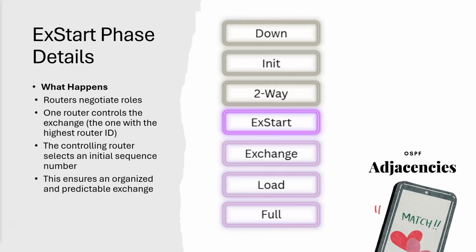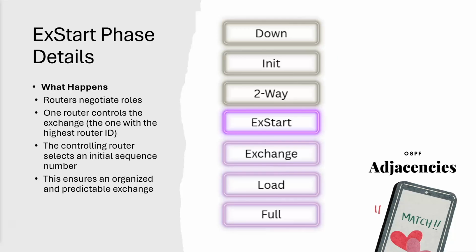After we move from down to init and two-way, which we discussed in a previous video, we move into ExStart. You can think of ExStart as who leads the exchange. Deciding who will be the leader and who will be the follower takes place during the ExStart phase. Think of ExStart like a dating app moment where someone has to make the first move or the conversation goes nowhere. OSPF doesn't leave that to chance.